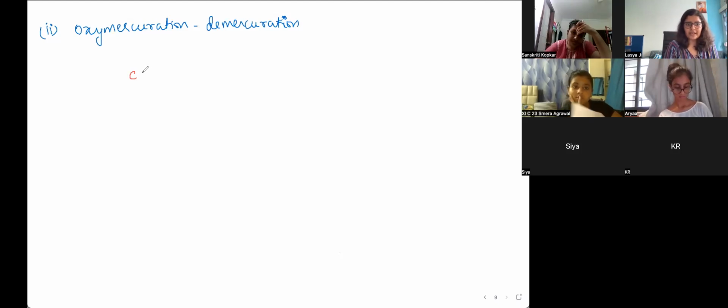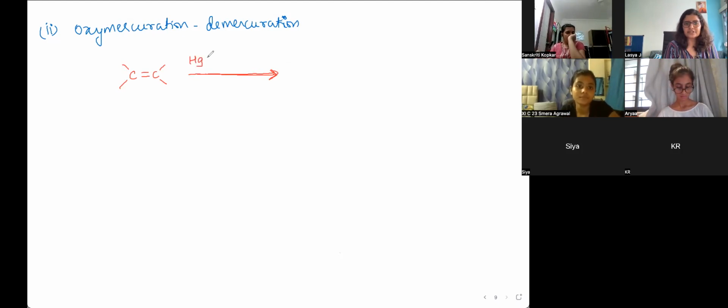So in this, you start off with an alkene. This usually happens in two steps. The first step is oxymercuration. So you have a mercury related reagent. Usually you use mercury acetate. So it's HgOAc.